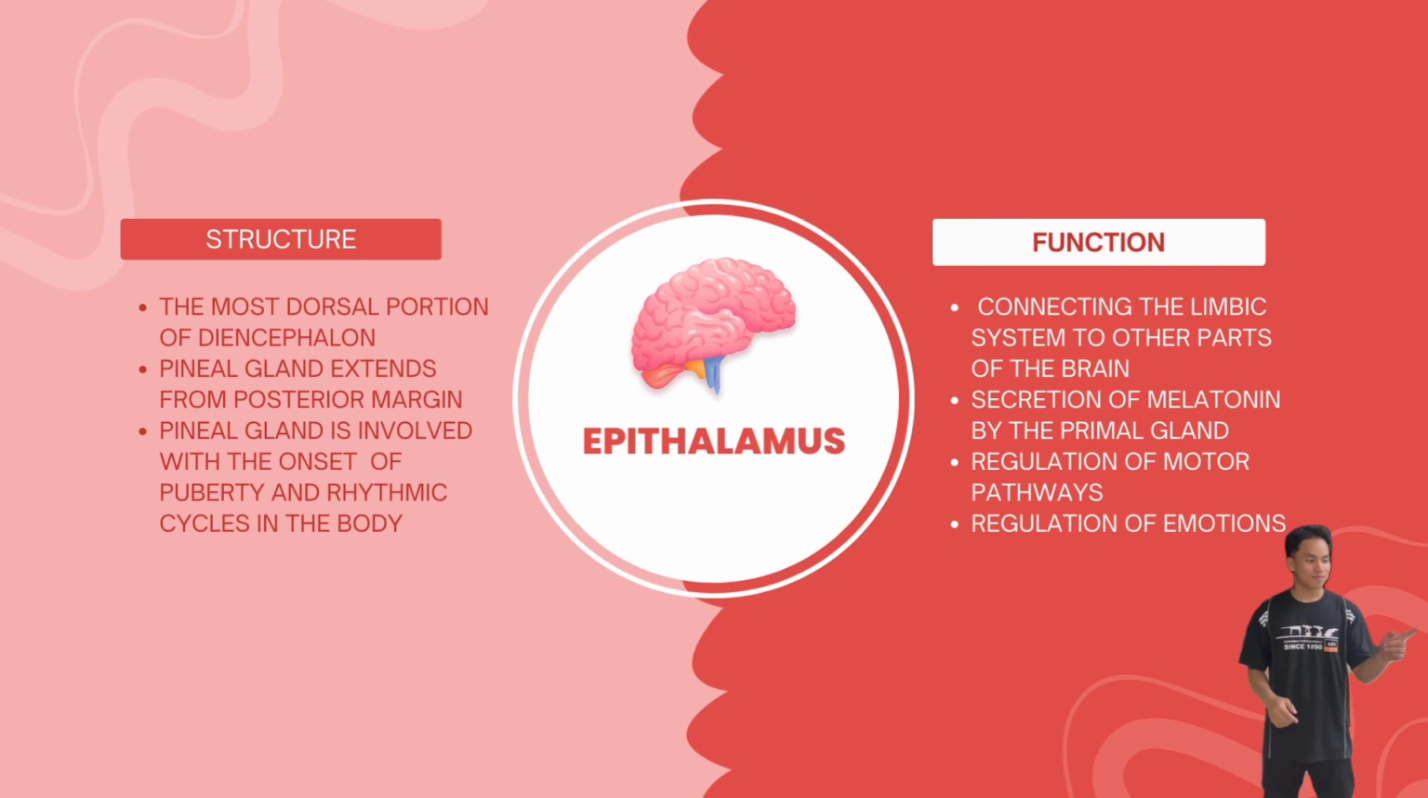The limbic system is a set of brain structures that has various functions, such as its involvement in memories and emotions. Other than that, epithalamus also functions in the secretion of melatonin by the pineal gland. Next, epithalamus also functions in the regulation of motor pathways and the regulation of emotions.